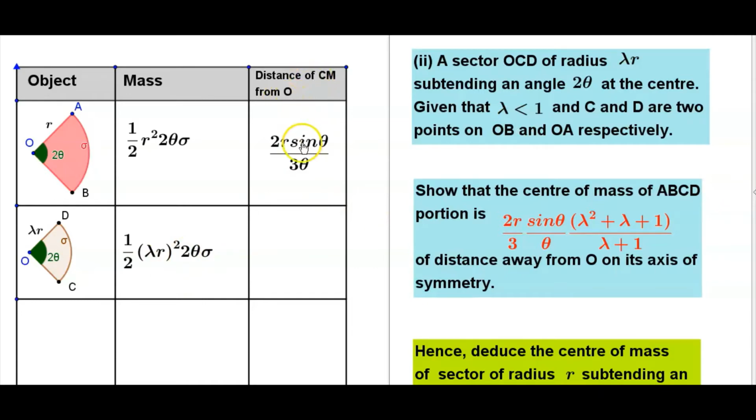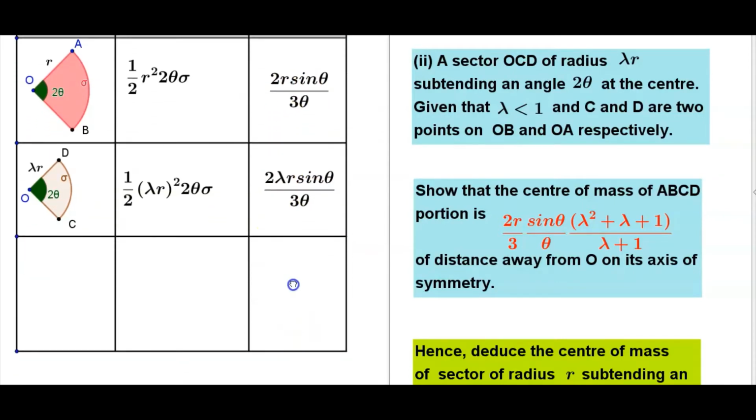Distance of center of mass from O is 2r sin theta over 3 theta. For here r we can substitute lambda r, so it is 2 lambda r sin theta over 3 theta.